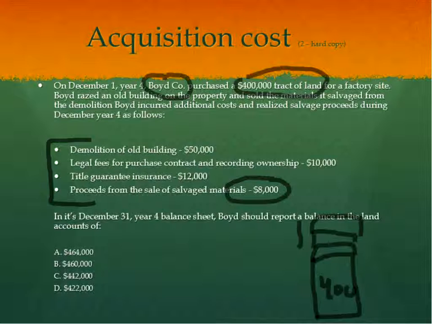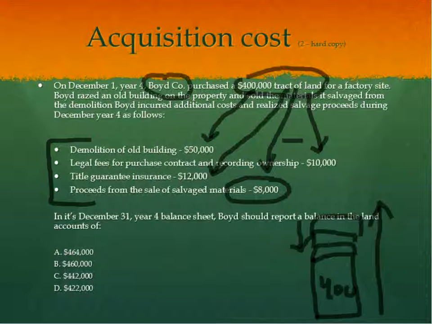Why? Because it's a revenue. So everything else is a cost, so it's costing me more. And if you sell something, it's costing me less. So the answer here is just 400 plus 50 plus 10 plus 12, and then minus 8. And if you add all those up, I believe we get 464 as the correct cost, right?